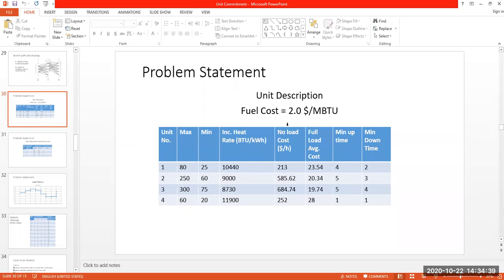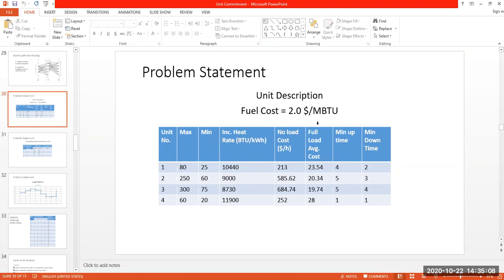No load cost is also given, which means that even if the generator or the unit is not providing any significant output, even then there will be some cost associated with it. Okay, so when you calculate the cost associated with a certain unit, we have to take into account this no load cost as well as the cost associated with the production of the unit.